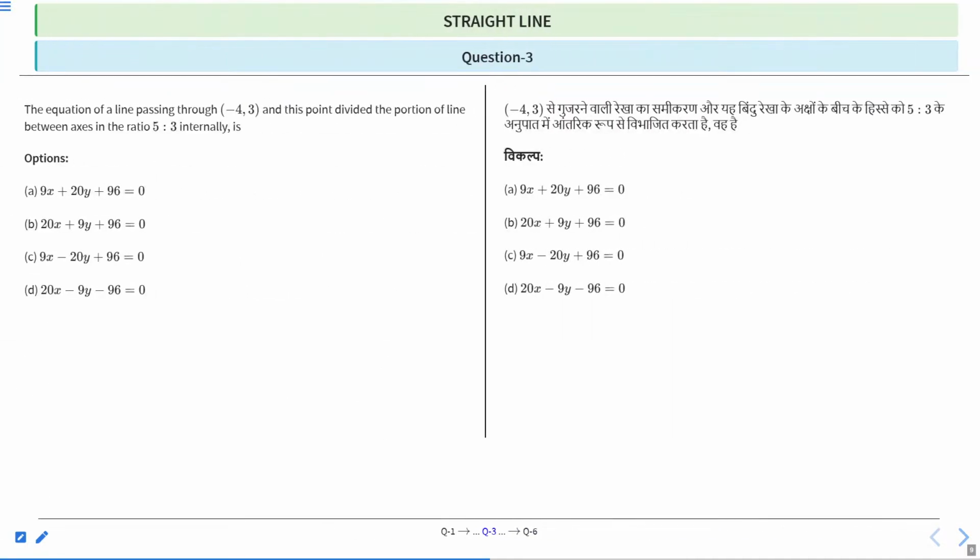Question number 3 says: the equation of a line passing through (-4, 3), and this point divides the portion of the line between the axes in the ratio 5:3 internally, is. So what do we have to find? We have to find the equation of a straight line which is passing through (-4, 3), right? Clear?